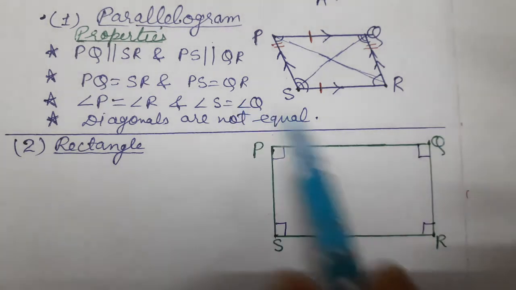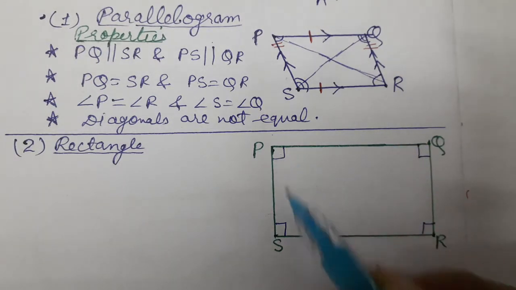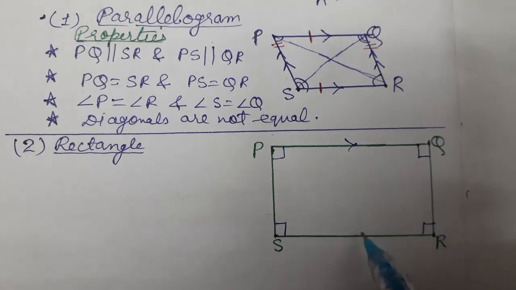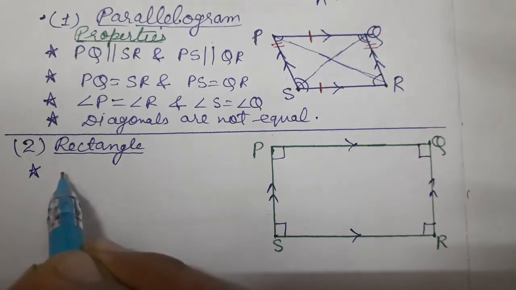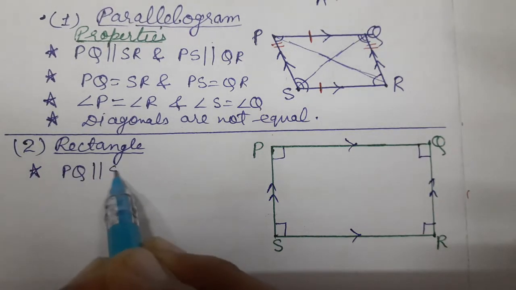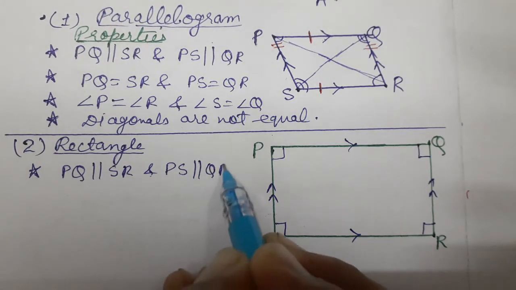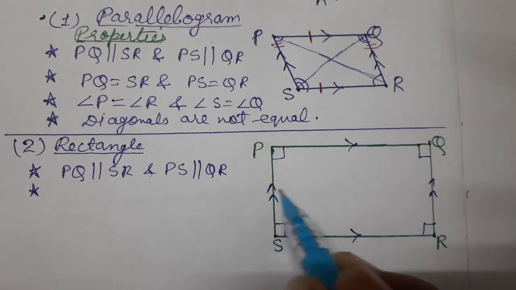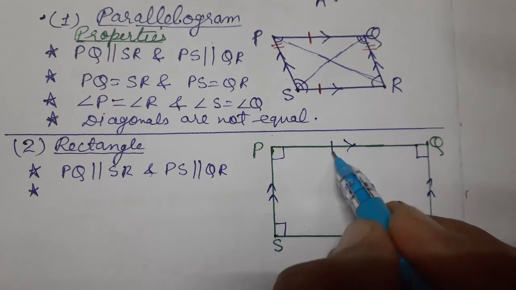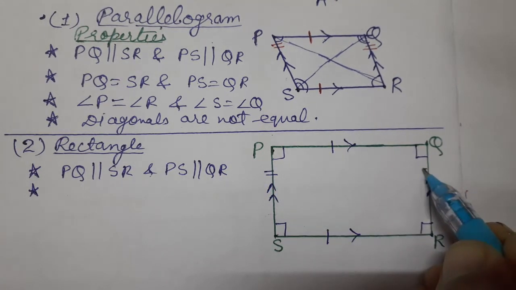So let's see about sides. The sides are parallel. Yes, they look parallel, and the sides are parallel. First one, we will write the sides are parallel. So PQ is parallel to SR and PS is parallel to QR. So obviously the sides are parallel. Also we can check the sides are equal. PQ equals SR and PS equals QR.